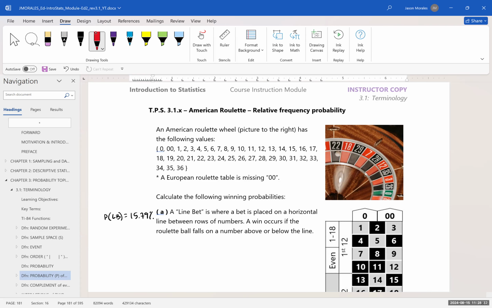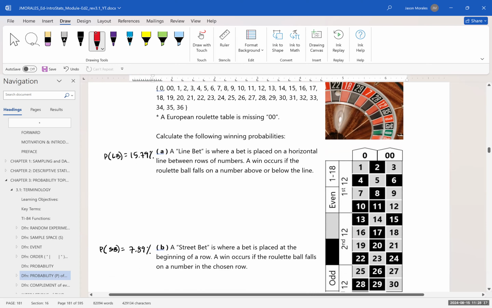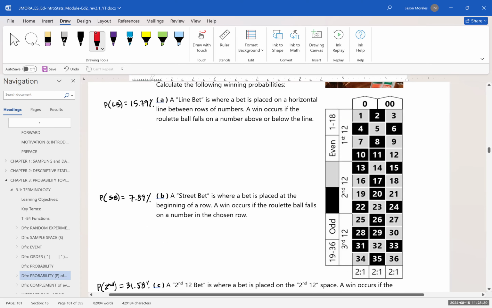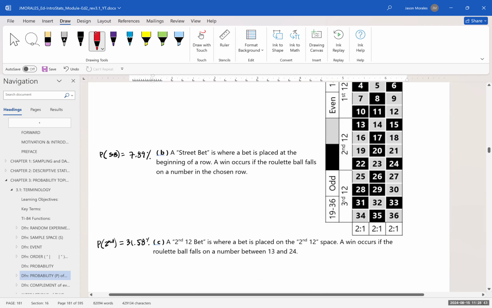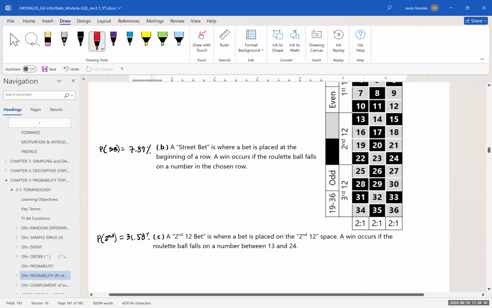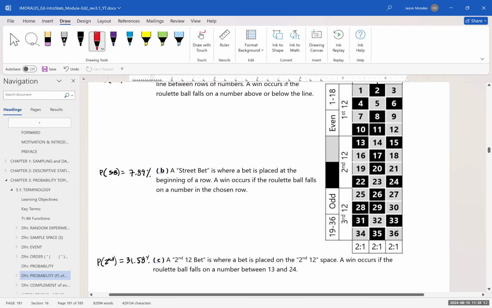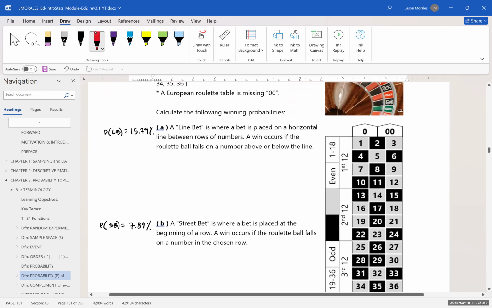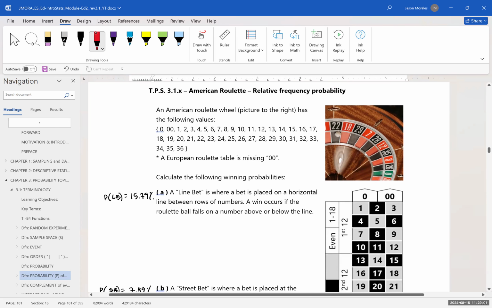But here we go. So here the probability of getting a line bet is 15.79%. And then the probability of getting a street bet is 7.89%. And the probability of getting a second 12 bet is 31.58%. So go ahead and give these three parts a try and pause the video. And when you return, I'll go through this.